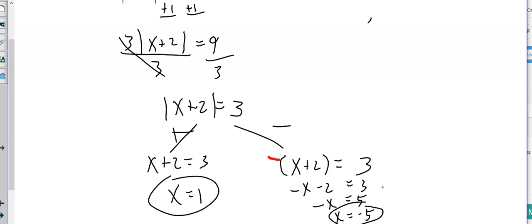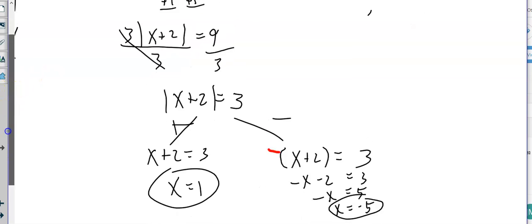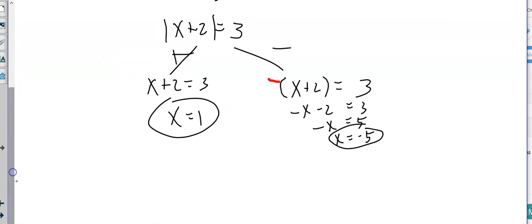So plugging it back into the original problem, does 1 work? Let's see. 3 times the absolute value of 3 minus 1 is 8. That works. Negative 5: the absolute value of negative 3 is 3. 3 times 3 is 9, minus 1 is 8. They both work. So that's really good.